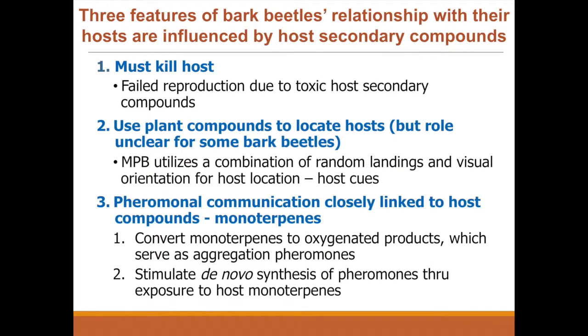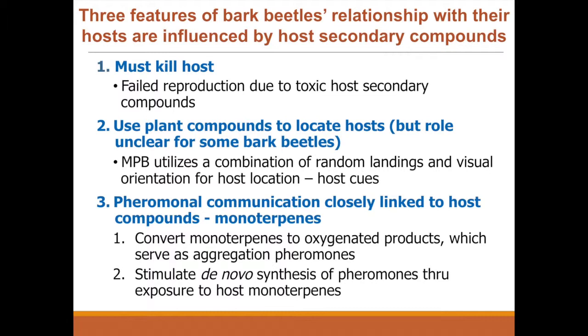And there's three features of bark beetles' relationship with their hosts that are influenced by these secondary host compounds. The first one is that beetles are required to kill the tree. They need to overcome these defenses to successfully reproduce. The second part of this relationship is that some bark beetles use these host compounds to locate hosts.